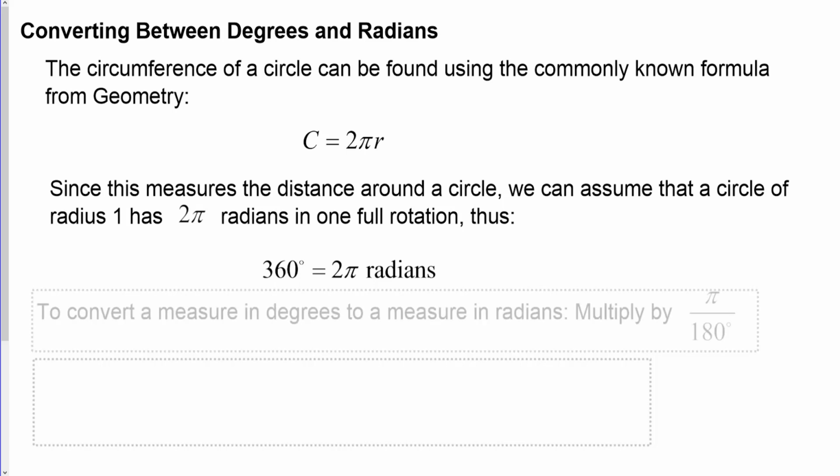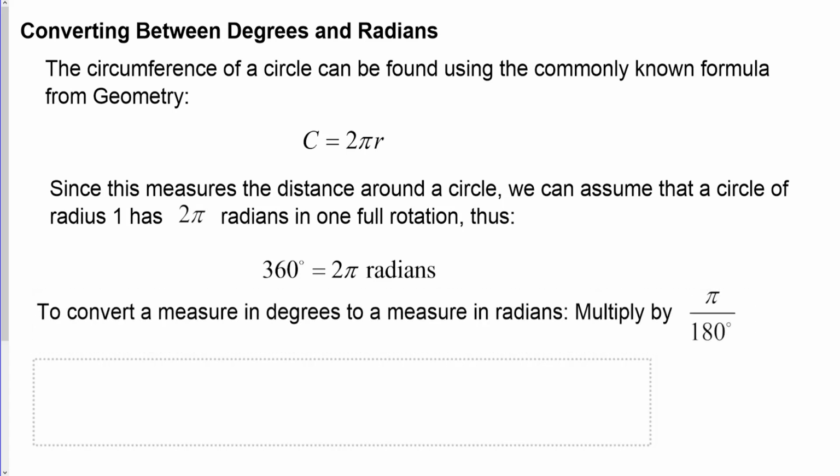So to convert a measure in degrees to a measure in radians, we basically take this ratio and just reduce it. So if you divide both sides by 2, the 2's cancel out on the right-hand side. 360 over 2 is 180 degrees. So that's kind of where we're getting this ratio, pi over 180 degrees. So we multiply by pi over 180 degrees. That'll take a measure that's in degrees to start with and change us into radians.